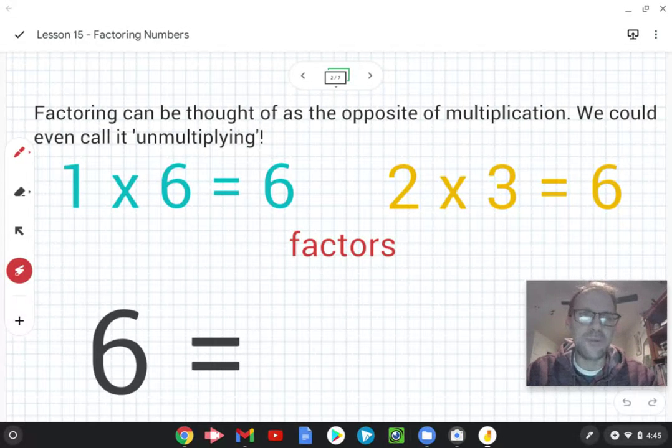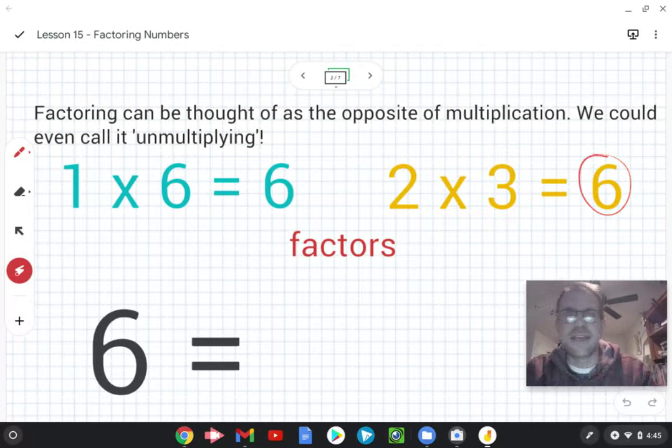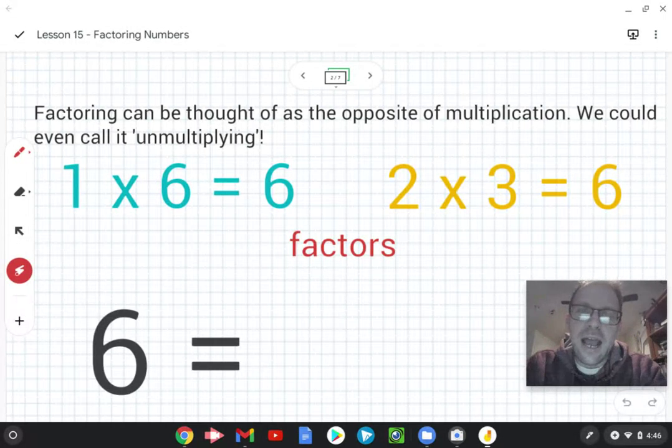When we multiply, we take two numbers, let's say 1 and 6 in this example. We do 1 times 6 to get a product or an answer, like 6, right? Or, for example, 2 times 3 gets us 6. That's multiplication.